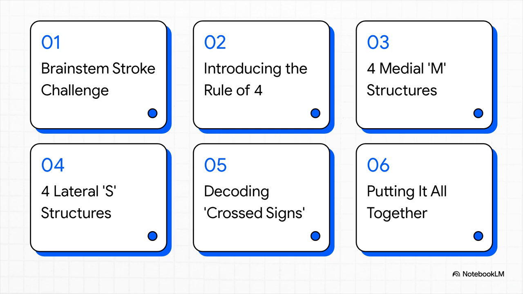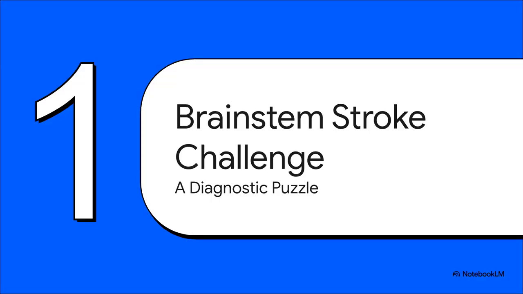First, we'll dig into the challenge itself. Then, I'll introduce you to the rule of 4. We'll break down what are called the medial M and the lateral S structures, decode the absolute key clue of cross signs, and then, at the end, we'll put it all together into a really powerful clinical approach. All right, let's dive right in with the challenge.